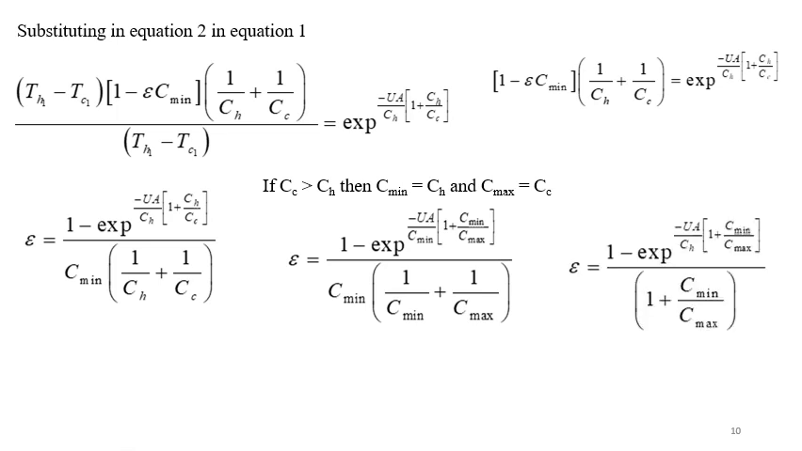Taking the common term, I will get C minimum here, so it gets cancelled. The C min by C max is nothing but C, and UA by C minimum is nothing but NTU. So finally I will get the effectiveness for parallel flow as 1 minus exponential to the power minus NTU into 1 plus C, divided by 1 plus C. This expression is available in the data handbook. This is the way we can find the effectiveness of a parallel flow heat exchanger.